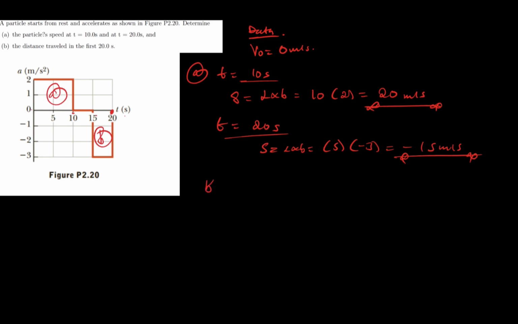Then B says the distance traveled in 20 seconds. For us to find the distance traveled in 20 seconds, all we have to do is draw a velocity time graph. So let's draw a velocity time graph. This is time.